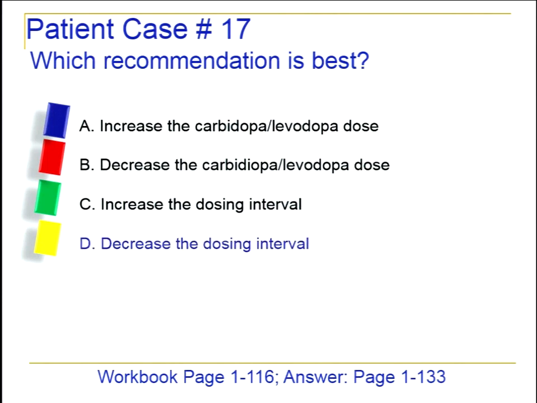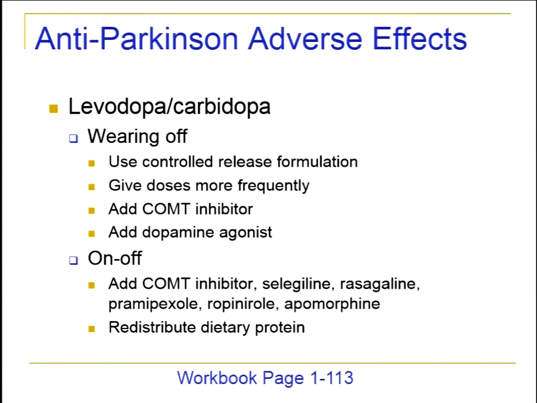Okay. Good. We should decrease the dosing interval. Sometimes I think the way that those are worded with dosing intervals is a little confusing. So make sure if you see that you take the time to really think about what it means. So good job. So we have two things that we kind of think about with carbidopa-levodopa.